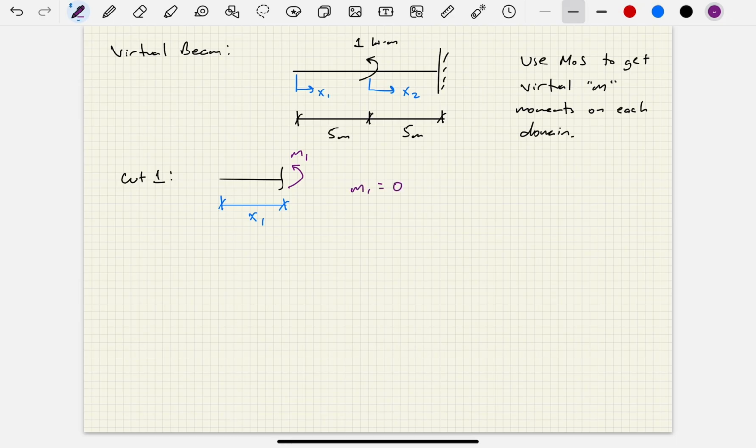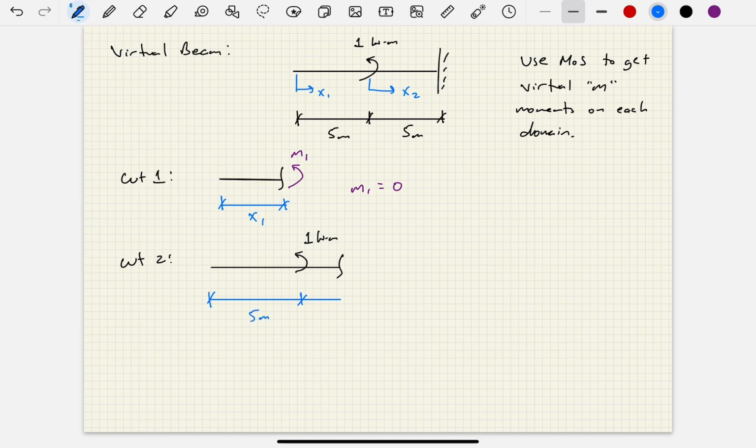Now I'm going to make a cut 2, and while I'm sketching this free-body diagram, if you want to, maybe tell it out loud what m2 is going to be, because hopefully you can just look at it and figure out what m2 is going to be. Here's that applied load, 1 kilonewton meter. And let's draw some dimension lines on here. Let's draw them a little bit better than that. Here we go.